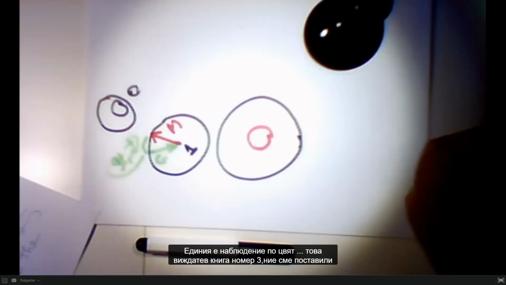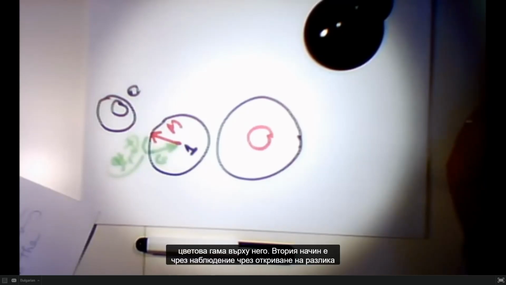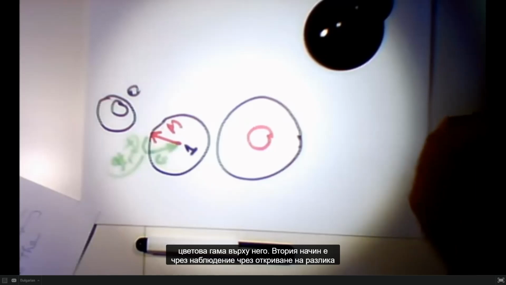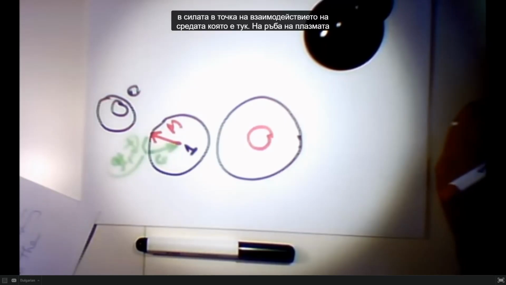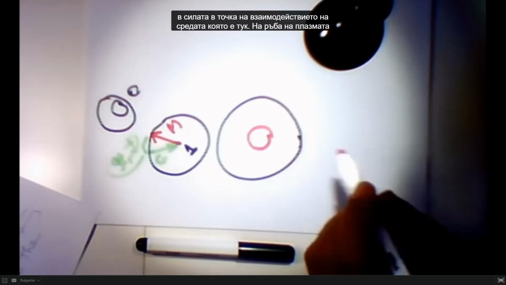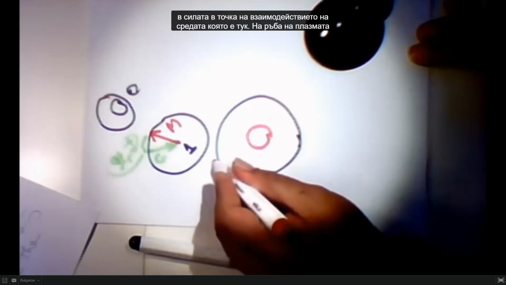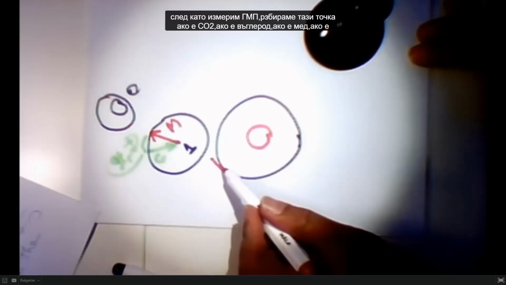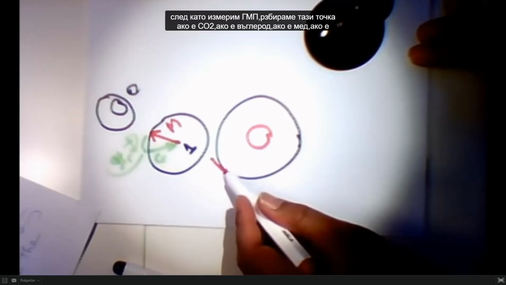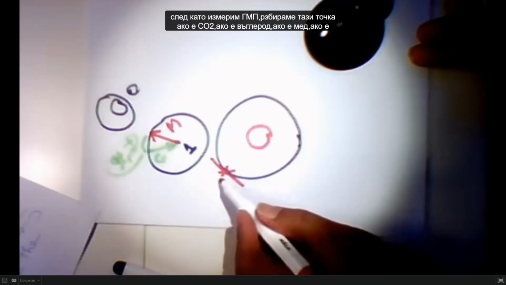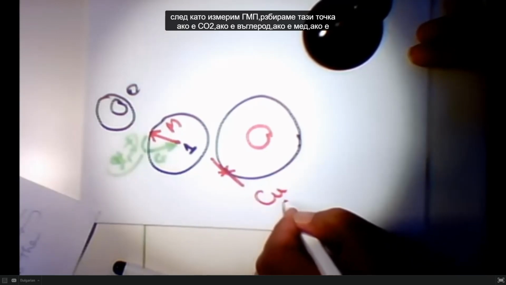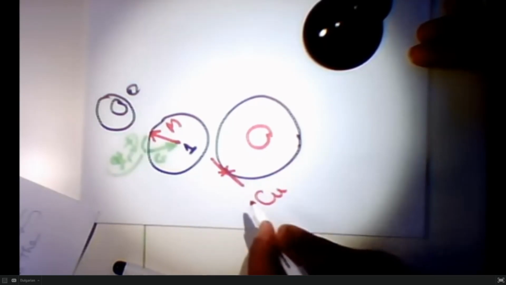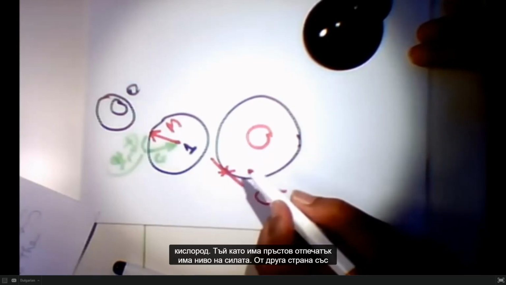That's what you've seen in book number 3. We put a color range on it. And secondly is observation by the detection of the difference in strength at the point of interaction with the environment, which is here, on the edge of the plasma. Once we measure the gravitational magnetic field, we understand at this point if it's CO2, carbon, copper, or oxygen, because it has a fingerprint. It has a strength level.